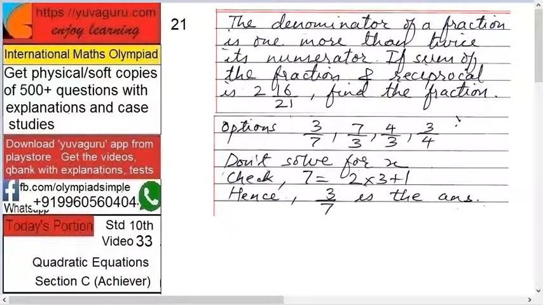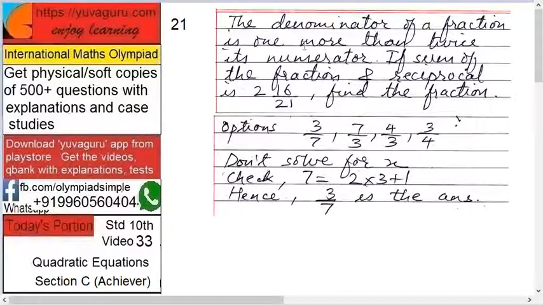Okay. Now here our first instinct is to let the numerator be x, and the denominator something 1 more than twice the numerator, meaning 2x plus 1, we'll write it. But don't go for x. There is a simpler way. Check the options 3 by 7, 7 by 3, 4 by 3 and 3 by 4.